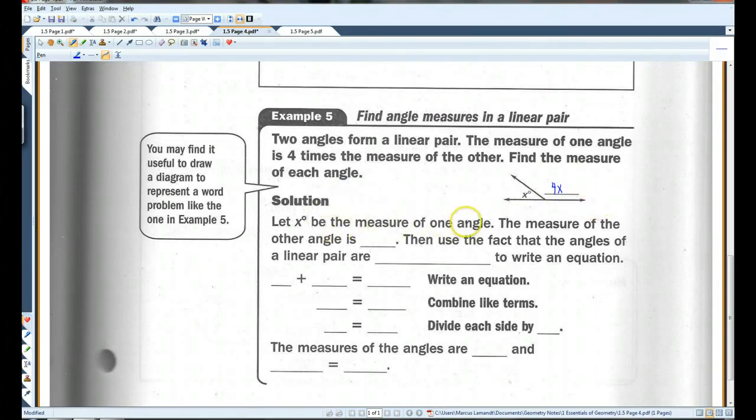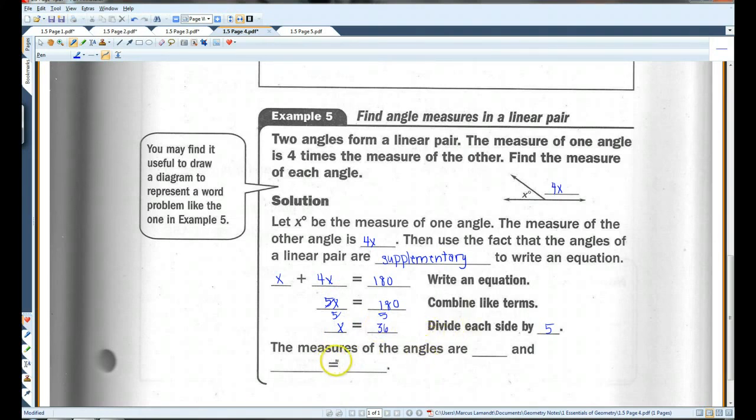So let x be the measure of one angle. The measure of the other angle is, once again, 4x. Then use the fact that the angles of a linear pair are supplementary. Remember, supplementary means they add up to 180 degrees. So x plus 4x have to add up to 180. x plus 4x is 5x. I'm going to divide each side by 5. These cancel out. So x equals, let's see here, that would be 36.